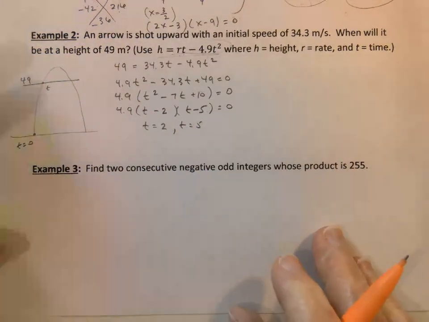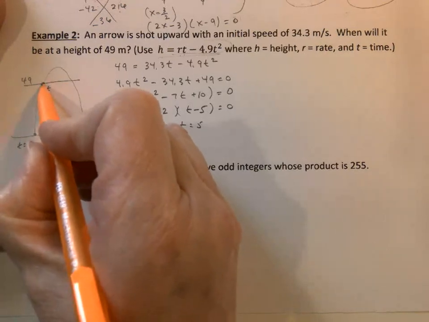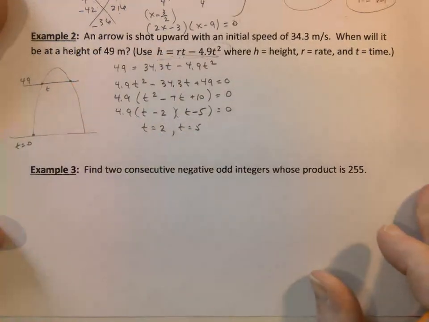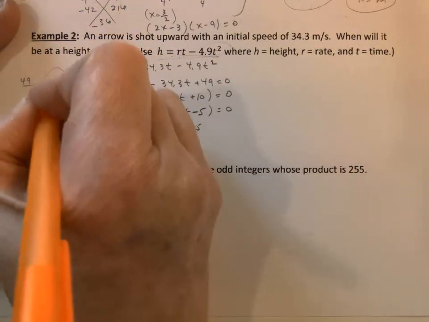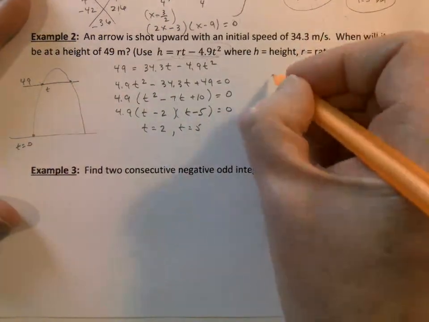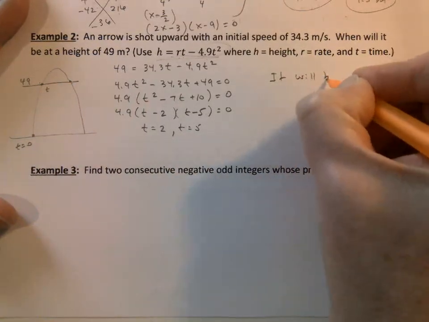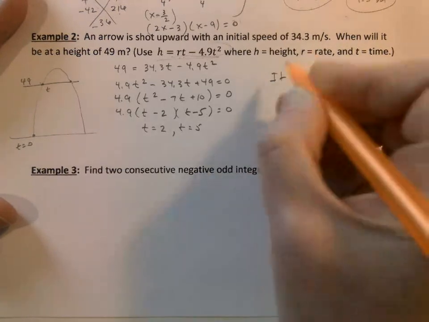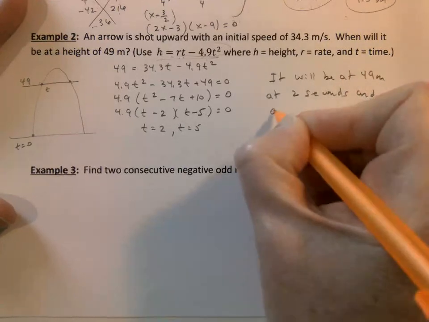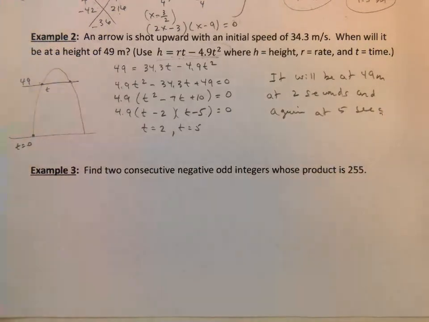So how do we choose? Well, let's look at this. Look at our arrow. When it comes up here, it hits 49 meters right there. But then it starts to fall and it hits 49 meters there as well. So this must be the 2-second mark, and this must be the 5-second mark. So it will be at 49 meters at 2 different times. So it will be at 49 meters at 2 seconds, and again, I can't even write, at 5 seconds. So this is a case where both of them are correct.